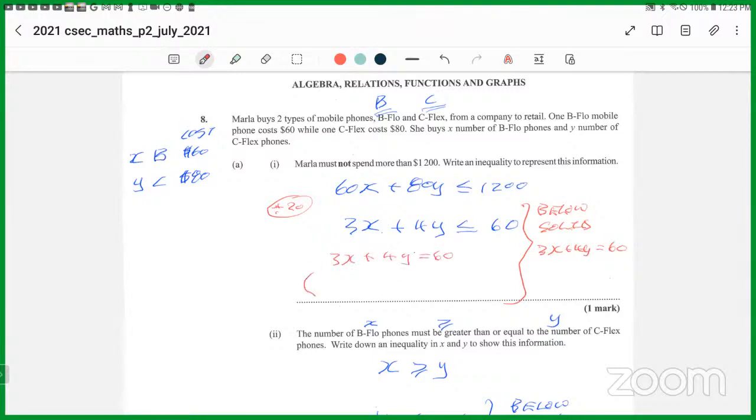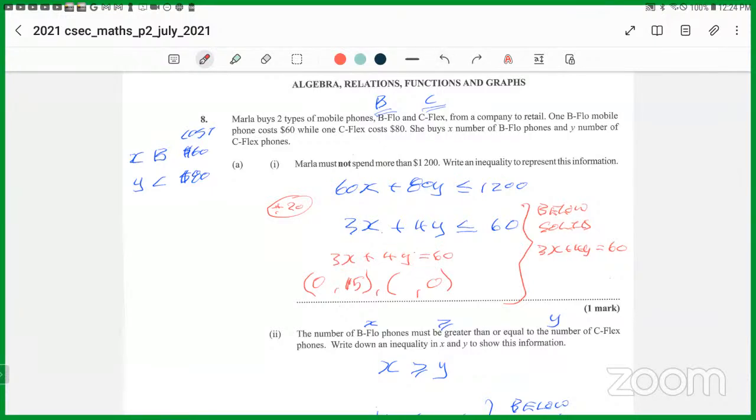You need 2 points on this line. So one is going to give an x value of 0 and the other is going to give a y value of 0. When you plug the 0 in for the x, this will be gone. You're going to be left with 4y equals 60. If 4y equals 60, then y equals 15. So you pass through 0, 15. And when you get the y value of 0, you're going to have 3x equals 60. If 3x equals 60, then x is 20.